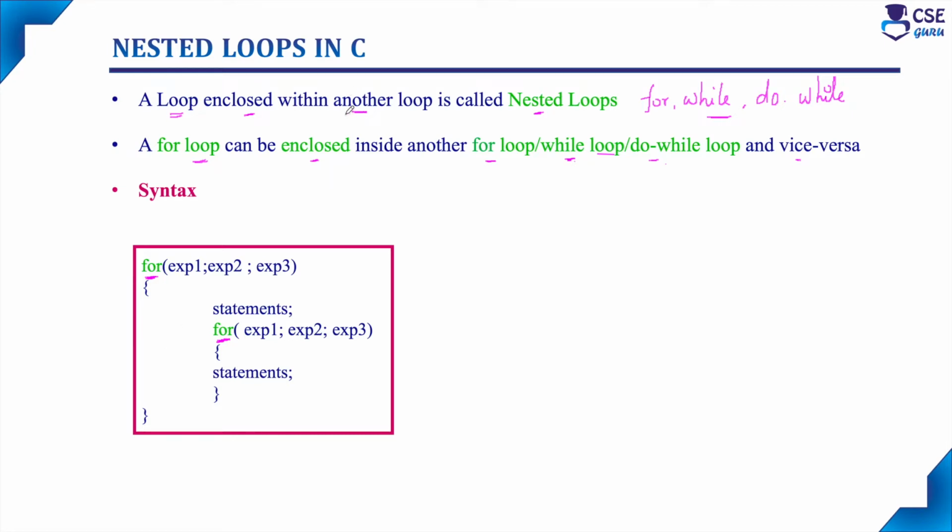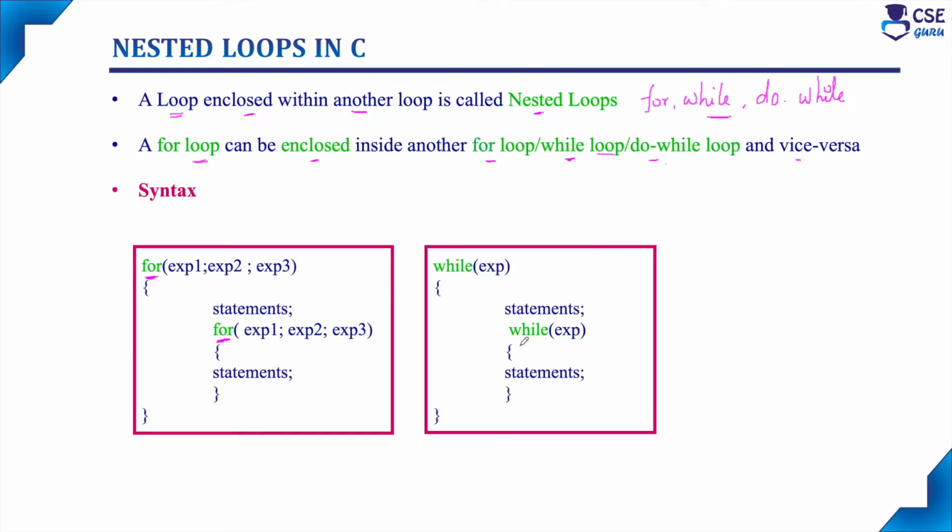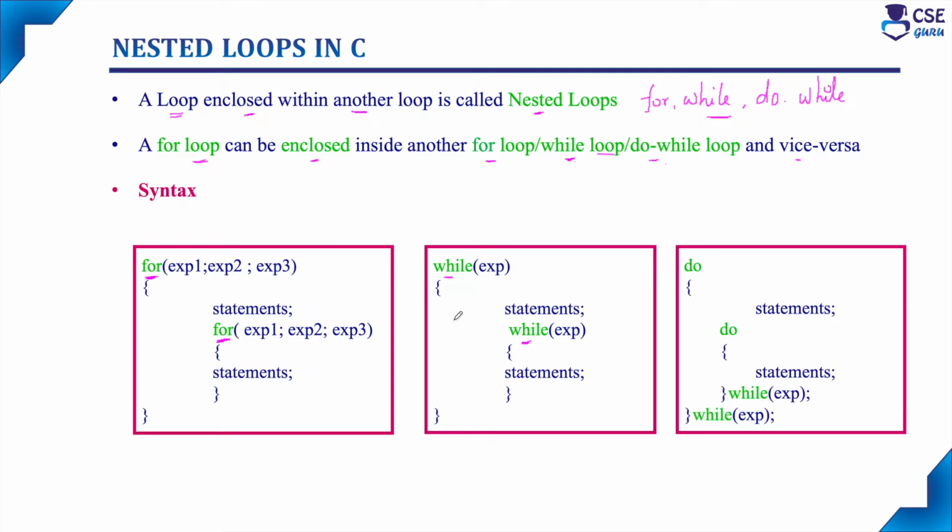If you are considering the nested while loop, one while loop is placed within another while loop. This is a nested while loop. Similarly, one do while loop placed within another do while loop is called a nested do while loop. So, all these three types of loops we can use as a nested loop.